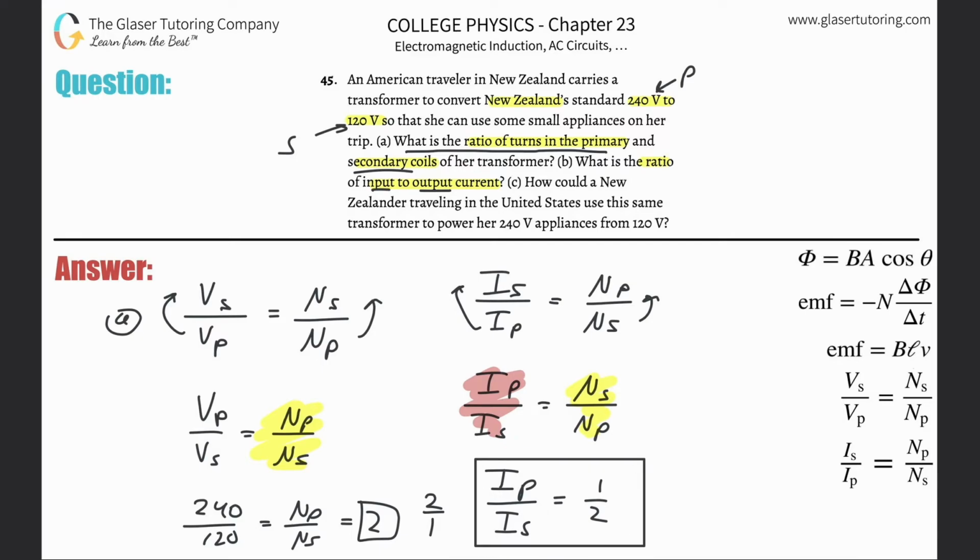And then letter C, how could a New Zealander traveling in the United States use this same transformer to power her 240 volt appliances from 120 volts? Basically, he or she would essentially need to switch the coils, if possible, in the transformer, or just plug in the output of one, and now it becomes the new input of the other. I think that's good enough.